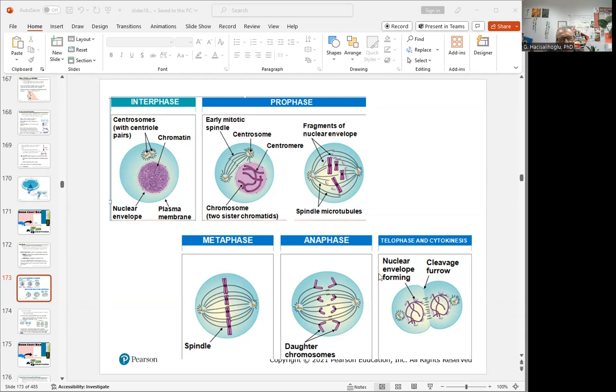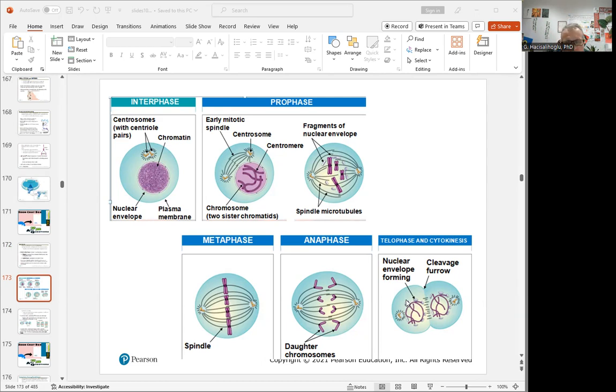And then in anaphase, they split and go in opposite directions. They are now called daughter chromosomes. Then in telophase, they move to two opposite ends and form two nuclei. Now we have one cell that looks like a number eight, with two nuclei inside. That's telophase.